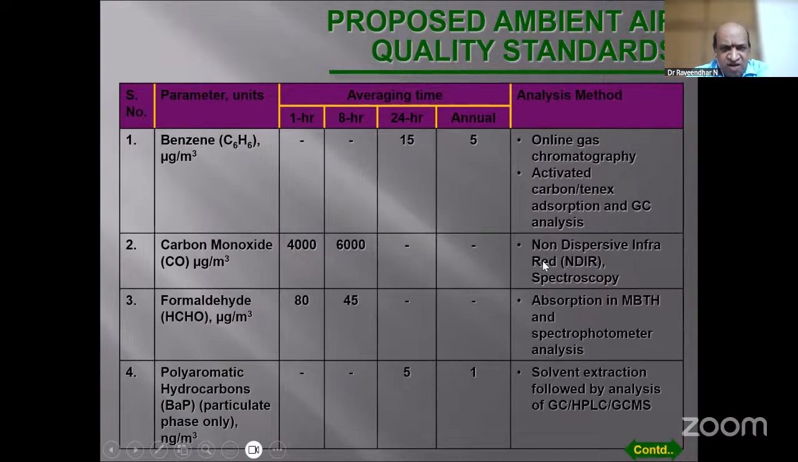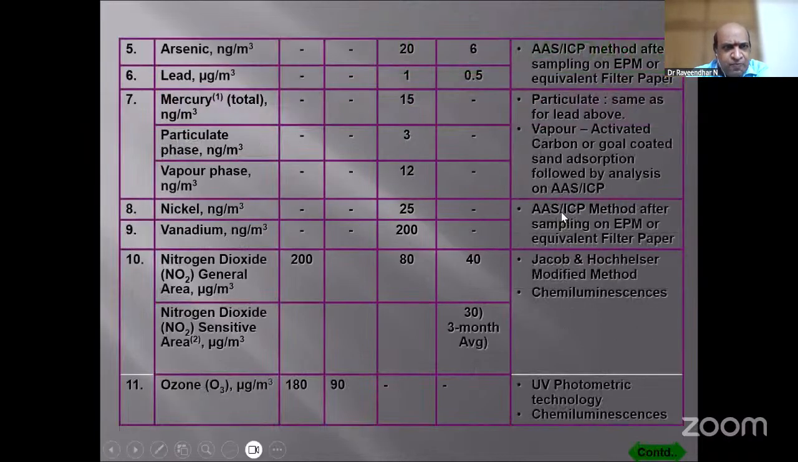Carbon monoxide is already there. Formaldehyde is still yet to come, from petrol vehicles and other things. And PAH is already given. Benzopyrene, one limit is given. So these are some of the standards which are already given so far.